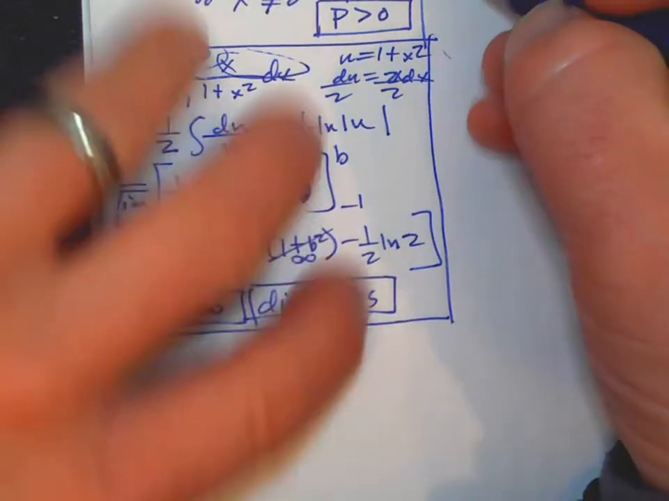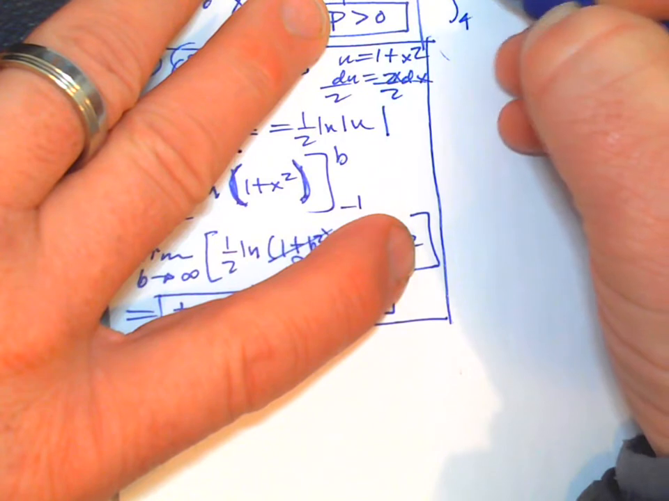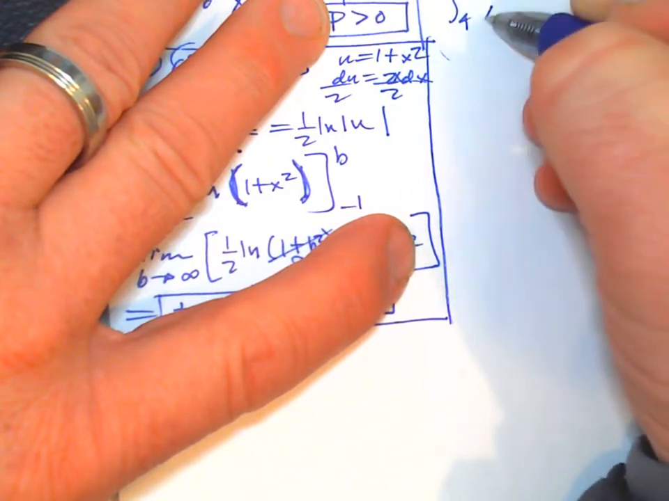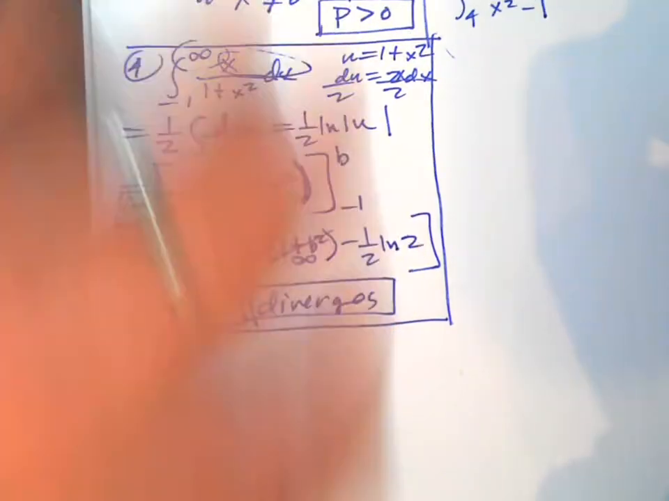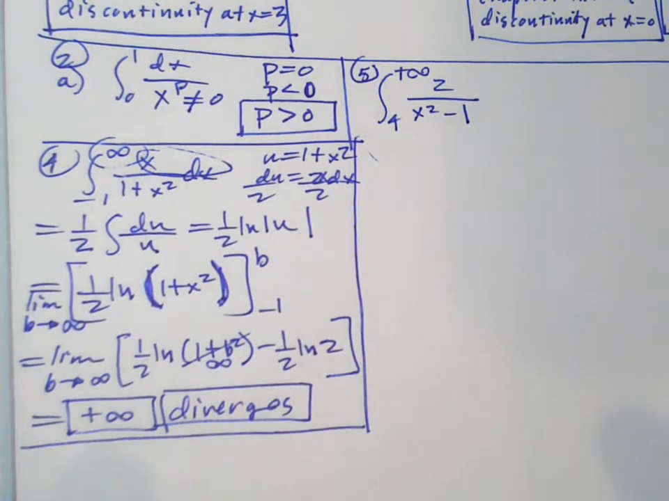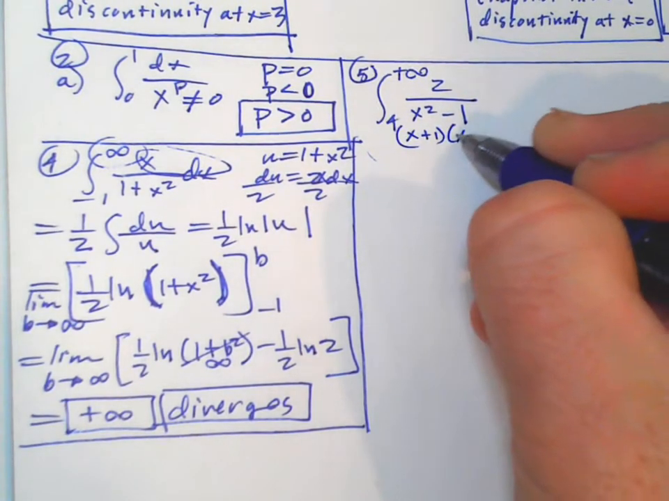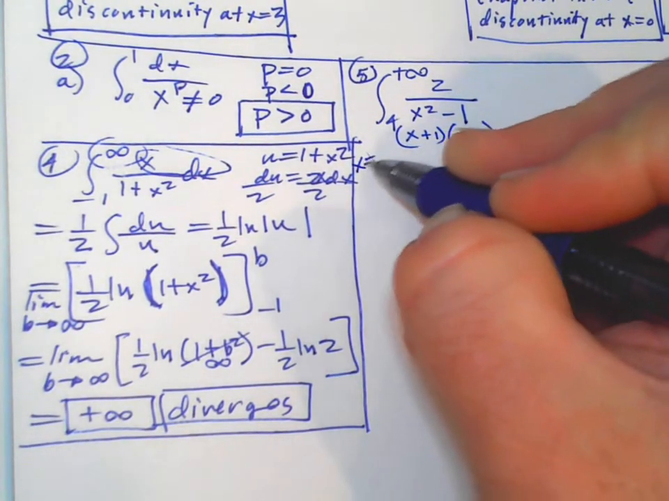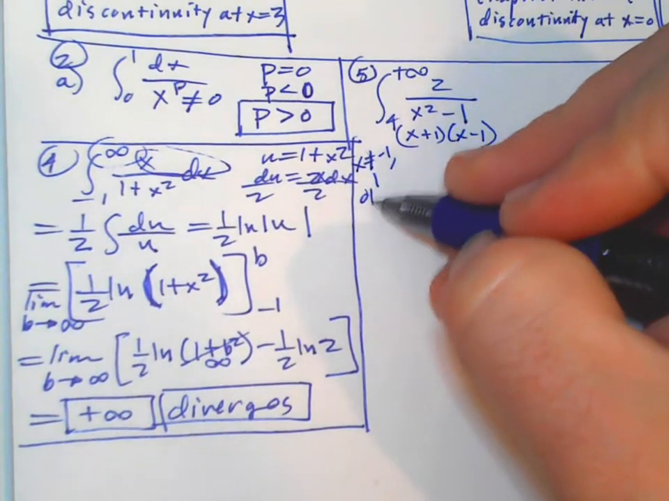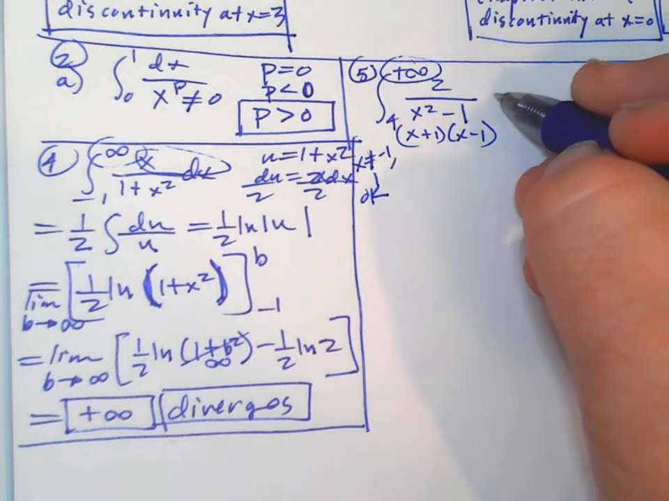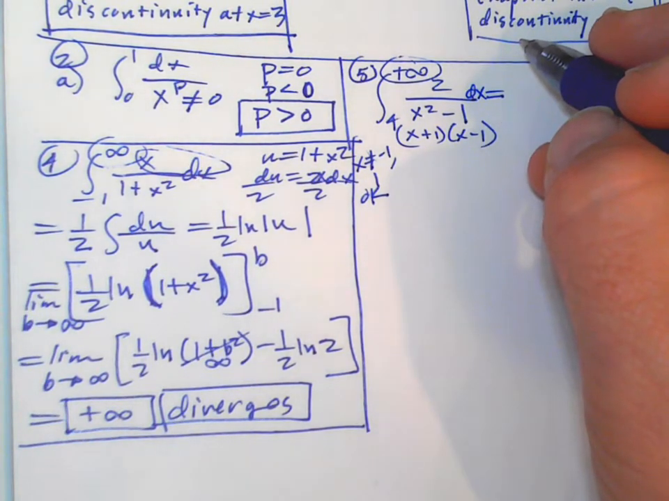Number 5. 4 to positive infinity of 2 over x squared minus 1. Now, you might think, oh, this is going to be inverse tangent. Nope, if it was plus, it would be. Now, you might want to figure out where we have issues: x cannot be negative 1 or 1, which is not an issue for us. But we are going to infinity, and we do need to use partial fractions.